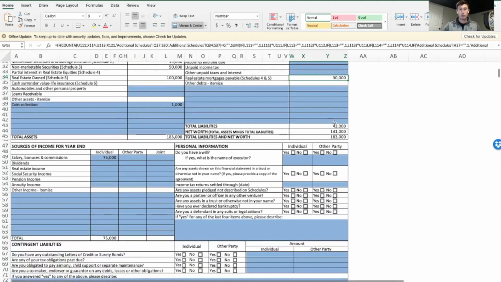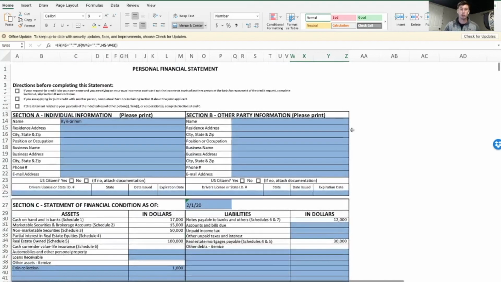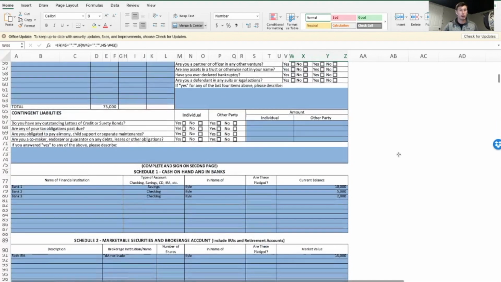Now let's go ahead and talk about the numbers that really matter. When you scroll down here, total liabilities. This is all the debt that you have. Now this person's doing really well, so if your numbers are this high, you're doing good. Total liabilities, 42,000. That's the number you want to keep low. This next number is your net worth. This is the number the bank really mainly cares about. This person is worth 141,000, and they get that from taking total assets minus the total liabilities, which is 141,000. If you guys have any questions, send me a message and I will try to answer it.